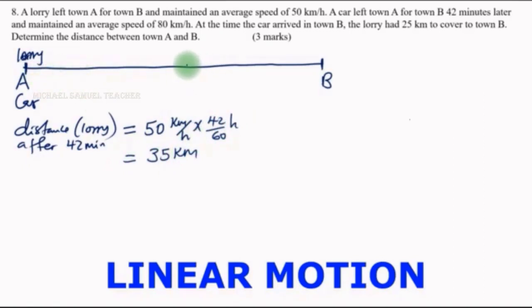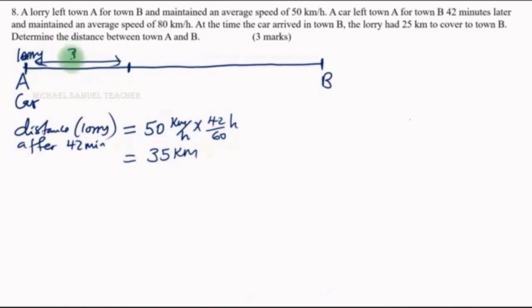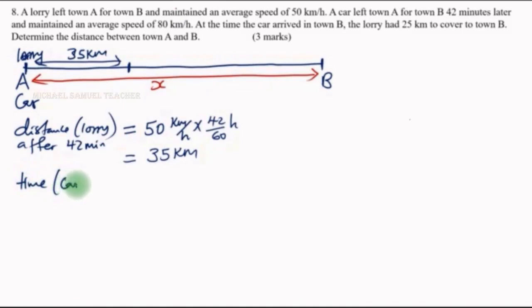So after 35 kilometers somewhere, so say that was 35 kilometers. Then after 42 minutes, that's when the car left town A for town B. So we have been given the speed of the car. So the other thing we need to say, let the distance A, B to be x. So we need to know the time taken by the car from A to B. So time is given as distance over speed, so that is hours. So that is the time taken by the car.